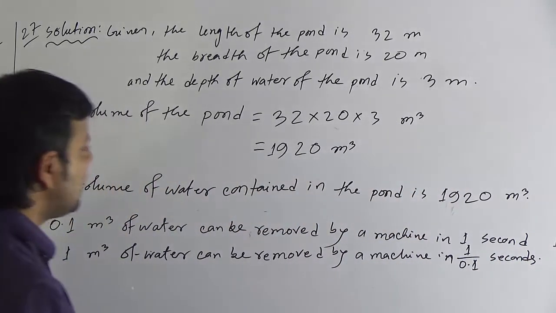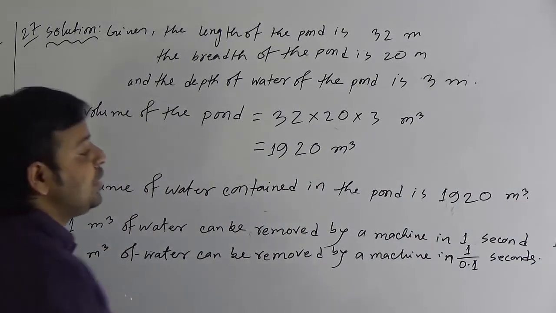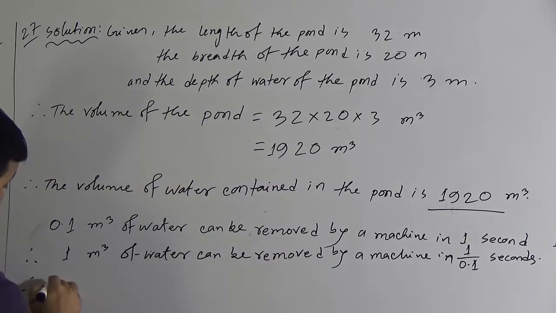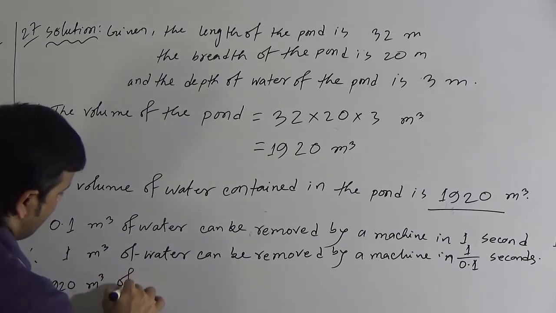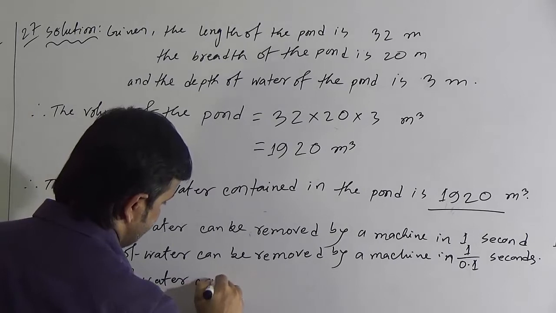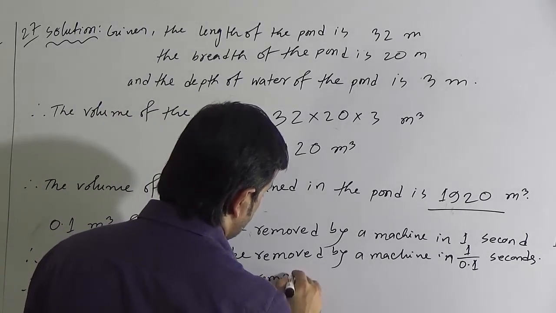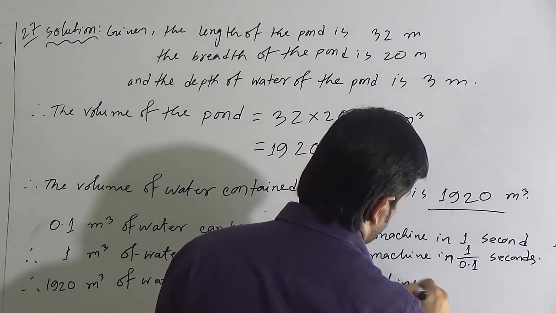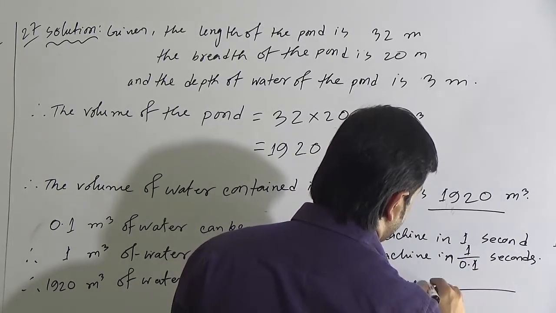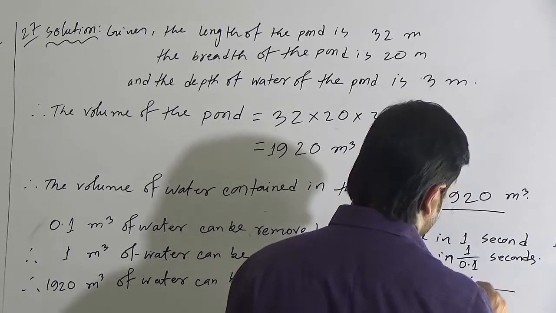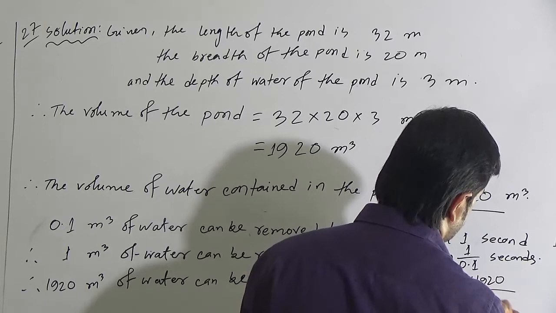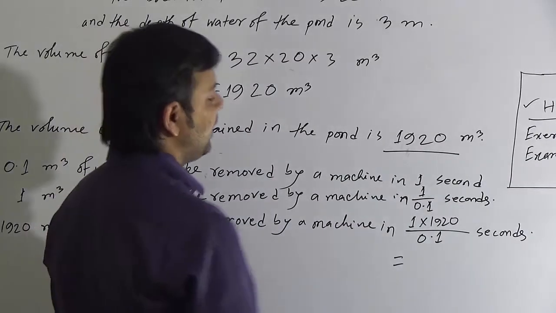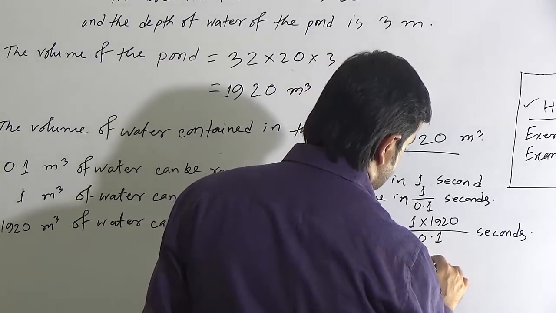Dear students, you need to remember that to make the pond empty, you need to remove the total water from the pond. So we need to remove, therefore, 1920 cubic meters of water can be removed by a machine in, now we need more time, so we have to multiply, so 1920 will go to the numerator, 1920 by 0.1 seconds. So if we multiply, just 1 zero will increase here, as here is decimal, so if we calculate, 19200 seconds.